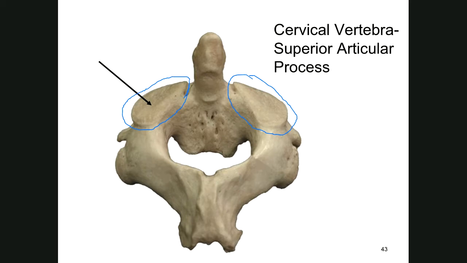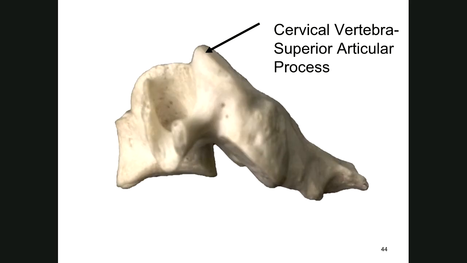The process is, this is a process. That's a bone projection, okay? But this smooth area here on this process, that's also a facet. It can be quite confusing. So this whole structure here is the process, even though it's pointing to the facet area. Okay?